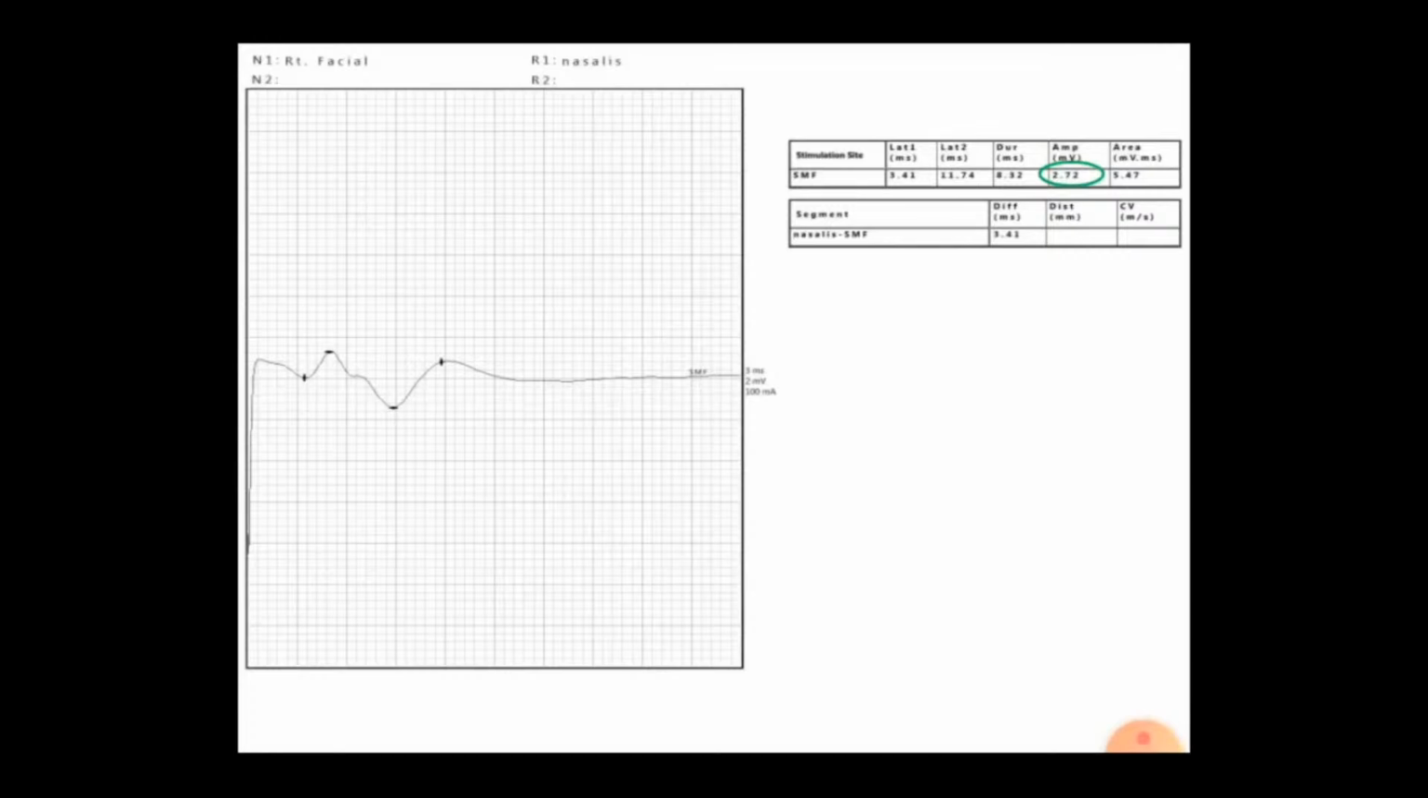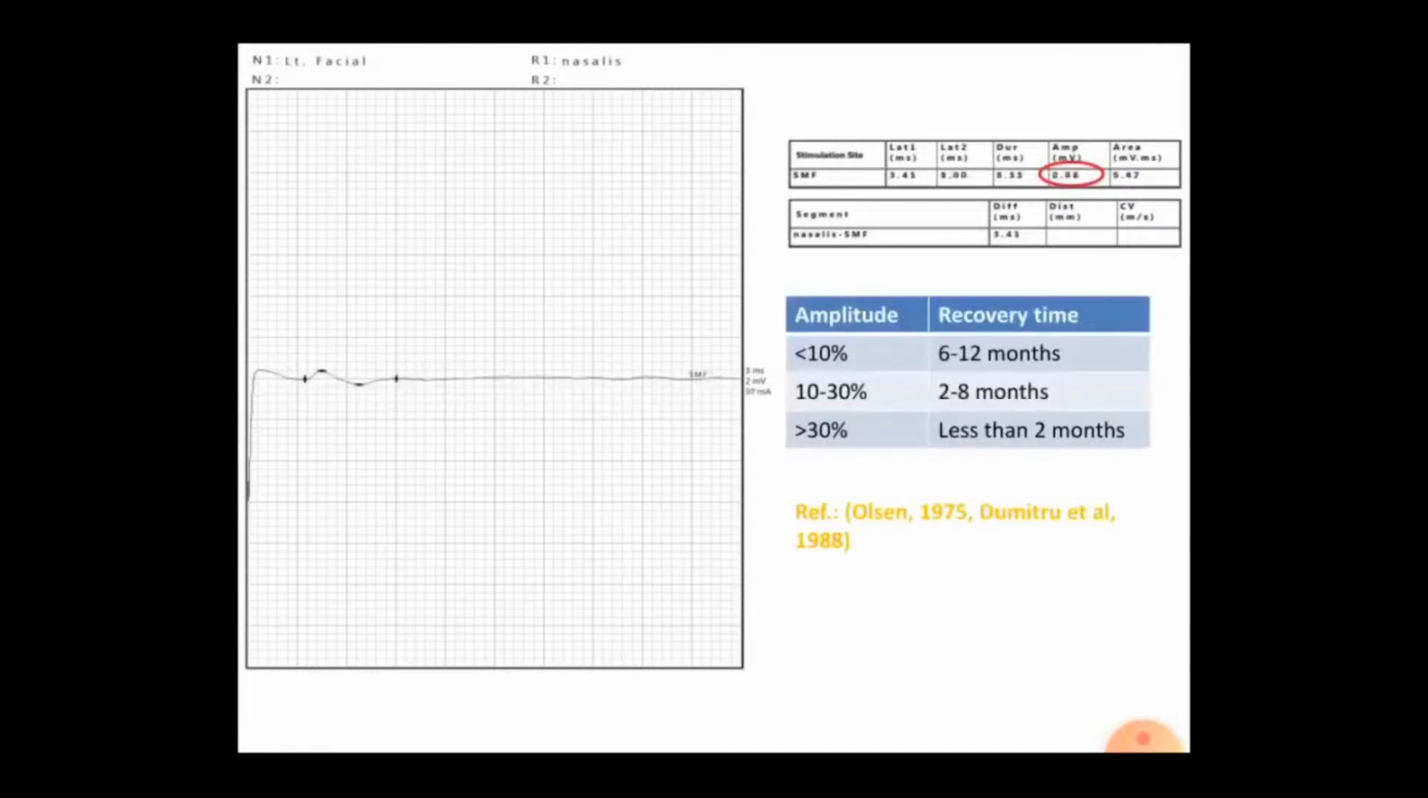On the right side, the normal side, it is 2.72 millivolt. On the left side it is 0.66. So definitely it is lesser than 50%. On the affected side, amplitude is lesser, by more than 50%, as compared to amplitude on the normal side. In conduction block, we were comparing proximal and distal amplitude. In Bell's palsy or facial palsy, we are comparing amplitude of the right and left side. So here the affected side should have amplitude lesser than 50% as compared to the amplitude of the normal side.